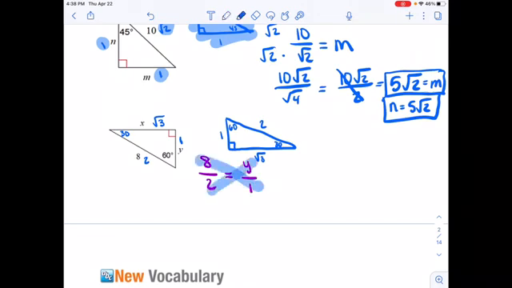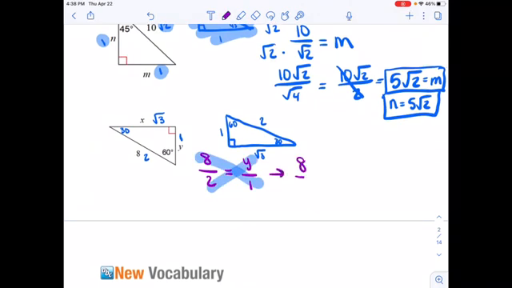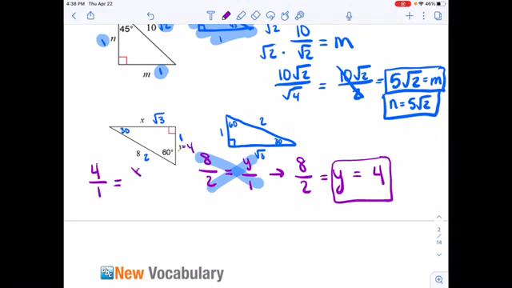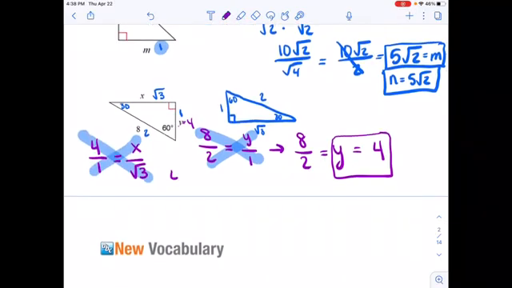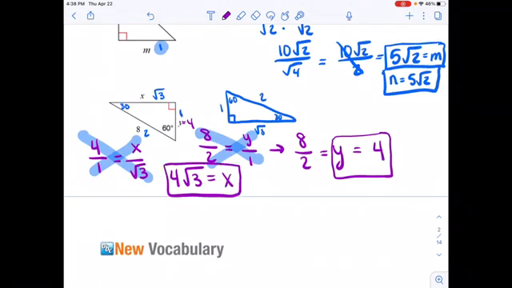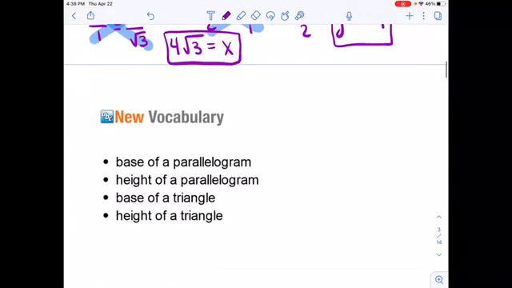Notice you can cross multiply to solve. You will get right back to 8 over 2 equals y. So this is equal to 4. Now, I can use that y is equal to 4 to solve for x if I wanted. I can say 4 over 1 is equal to x over root 3. I can cross multiply to solve. I get 4 root 3 equals x, and I don't need to go any further. That is my solution for x. So we will use an idea like this a little bit later.